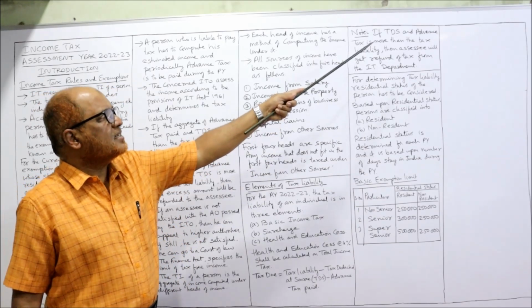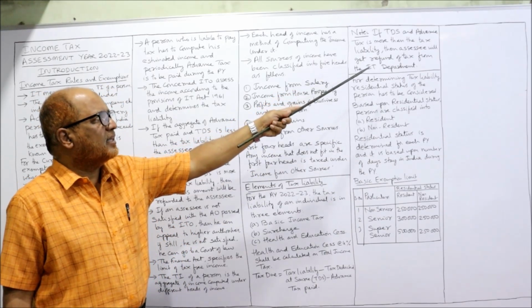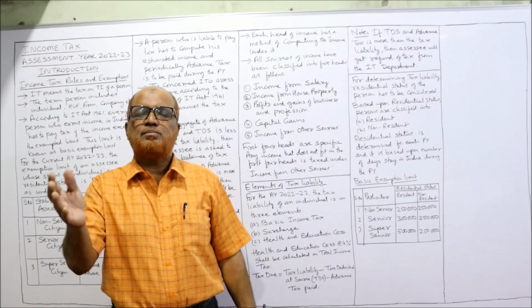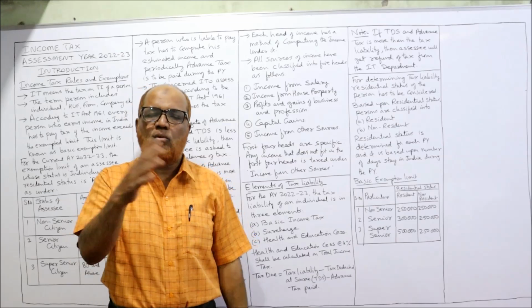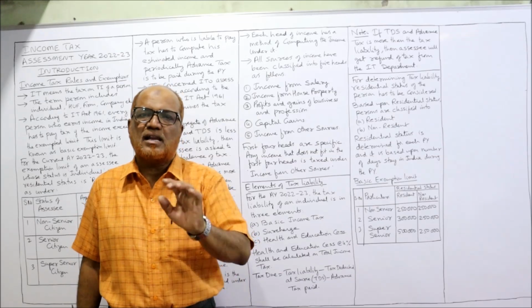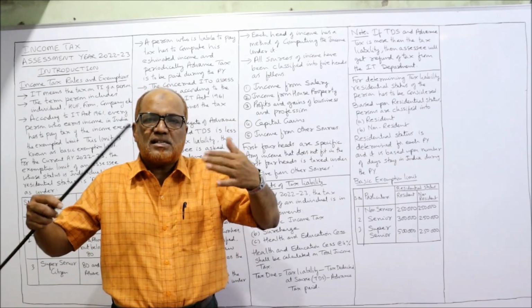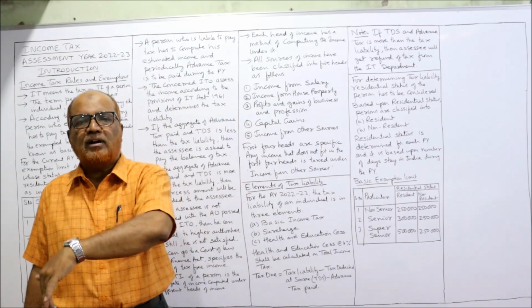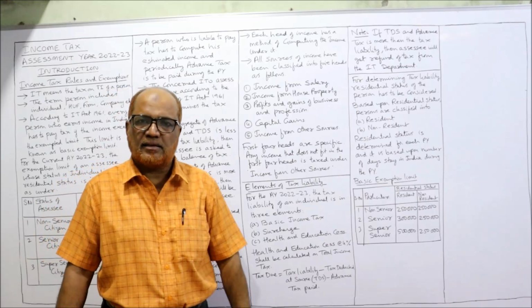Now note, if TDS and advance tax is more than tax liability, then the assessee will get the refund of tax from the income tax department. If the person has paid more advance tax and more TDS than his tax liability, then whatever excess amount he has already paid to the department will be refunded to the assessee.